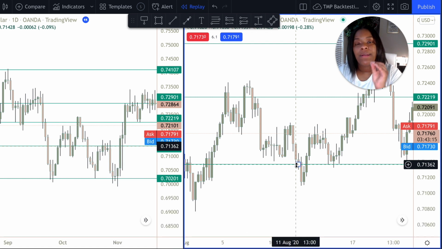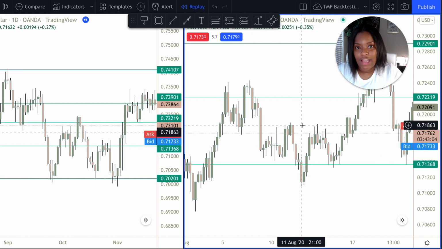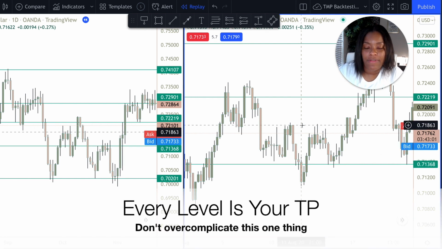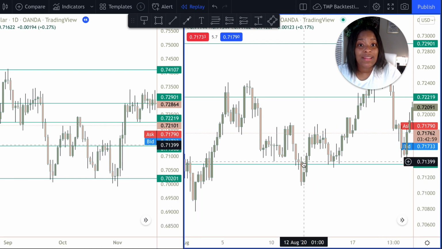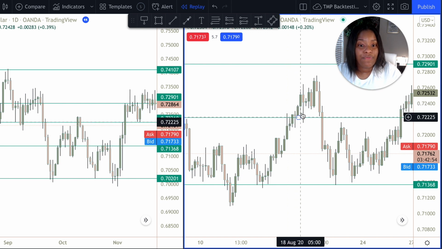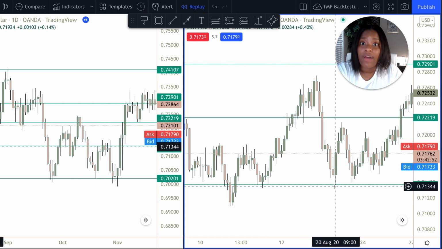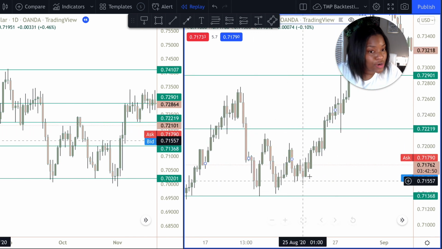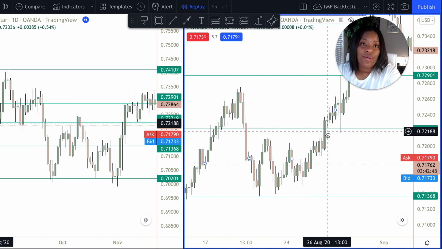Now, let's talk about the cons and the pros of support and resistance before you guys move on to do this yourself. One of the best pros about support and resistance is you have automatic take profits, meaning every level that you place is a take profit. So if you bought here, this is where you enter. Your next take profit is resistance. If you were to sell here, your take profit is support. If you buy here, your take profit is going to be resistance. Automatic take profits, you really don't have to second guess.